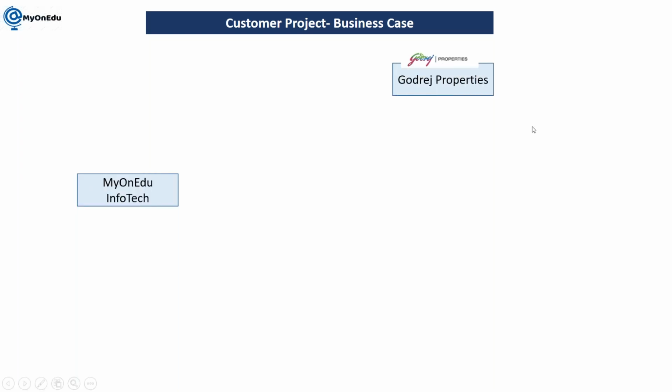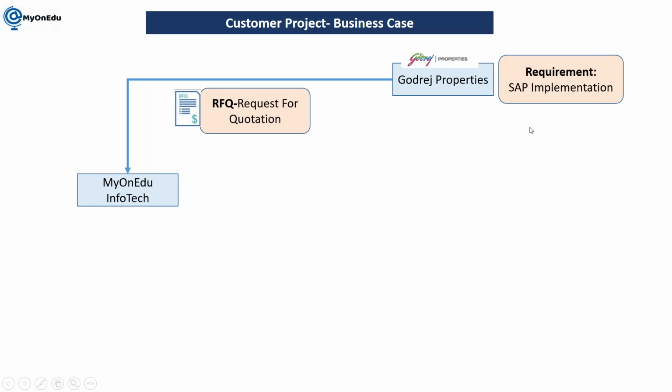There is one company, Godrej Properties, and they are looking to implement any SAP, any ERP, let's say. They already bought the infrastructure and license, everything. They just want to implement SAP. So when they have this requirement, they will create an RFQ, request for quotation, and send it to different organizations, IT companies, saying yes, we need this kind of solution, or we are just looking to manage our internal business through any ERP.